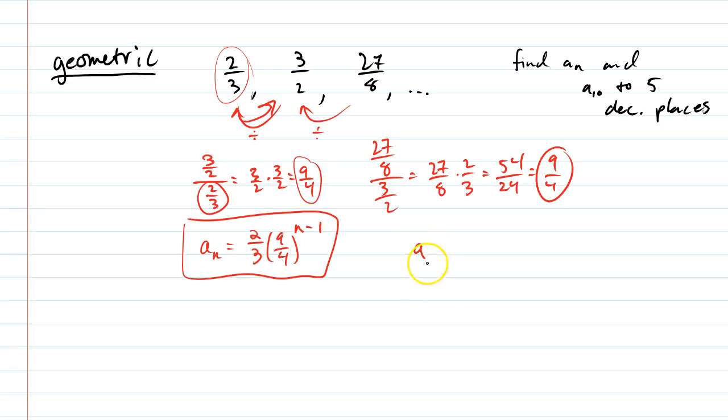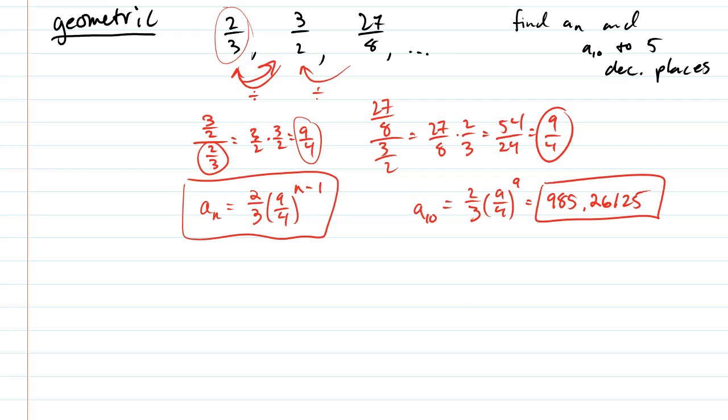So to figure out a sub 10, we're going to be writing 2/3 times 9/4, and it would be 10 minus 1, which would be 9. Now, a lot of times, you will need a decimal for that. So I'm plugging that in my calculator now. I am getting, it looks like 985.26125, rounded to 5 decimal places.